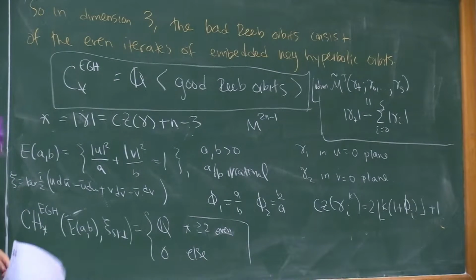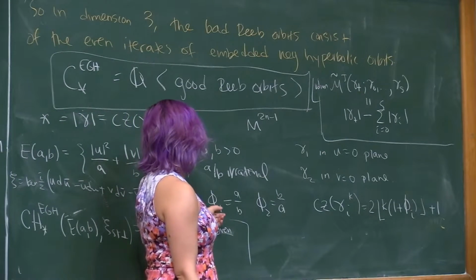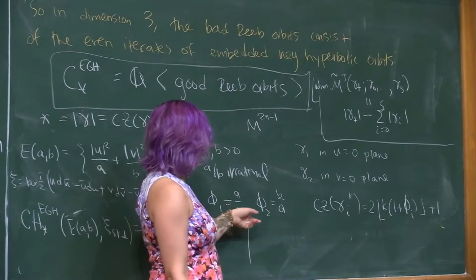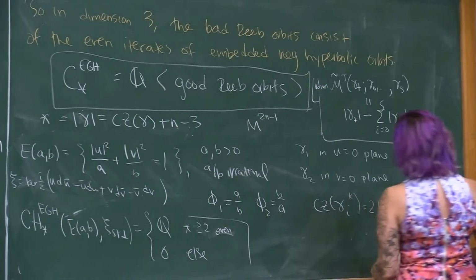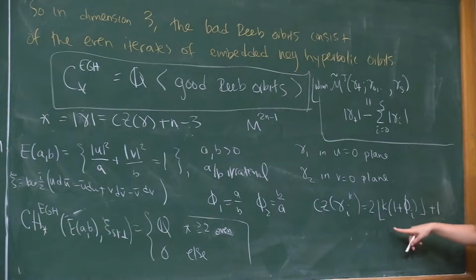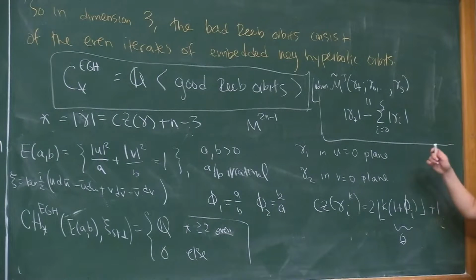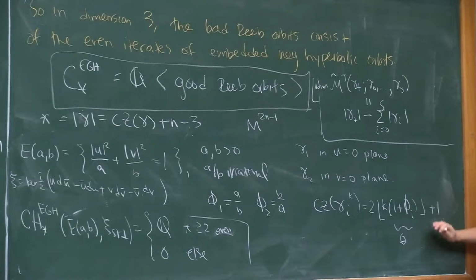And then the Conley-Zander index formula: for phi 1, that's a over b. For phi 2, it's b over a. And then the Conley-Zander index of gamma to the k is going to be k times (1 plus phi i). So this is your theta that appeared before. And so in particular, this is always an integer. You multiply by 2, you always get something even. Then you add 1, so you get something that's odd. And because the generators of your chain complex always have odd Conley-Zander index, that means there can be no differential between them. And so your chain complex is just the homology.